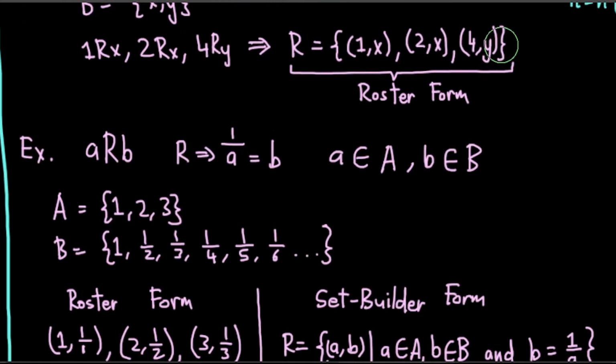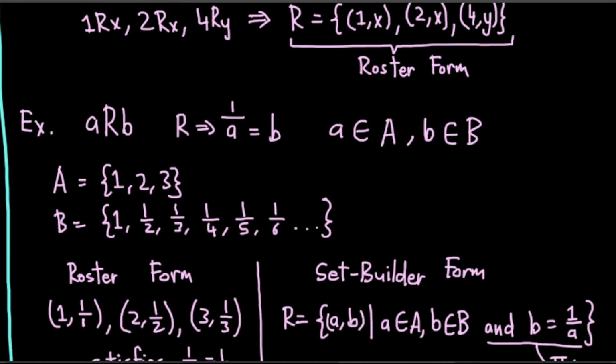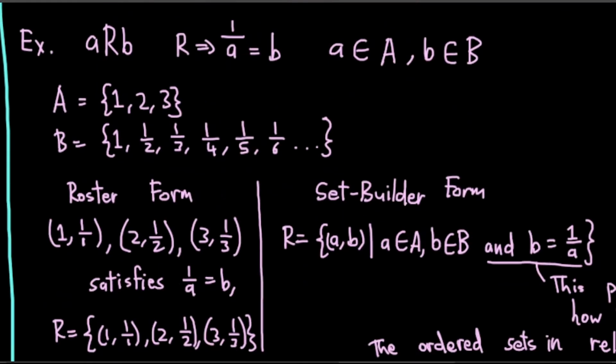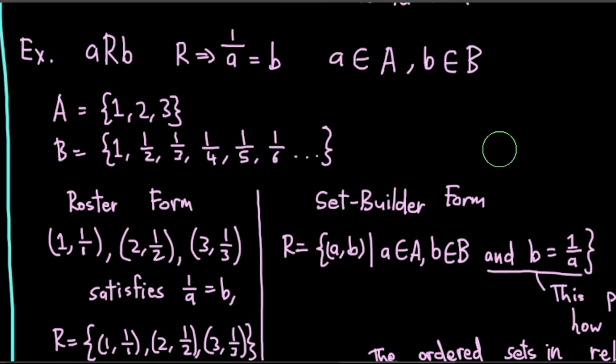Now this is in roster form. Let's go over the differences using an example. Let's say we're taking the relation aRb, where R is the relation that b is equal to 1 by a, where small a belongs to the set big A and small b belongs to the set big B, right? And A has elements 1, 2, 3 and B has elements 1, 1 by 2, 1 by 3, 1 by 4, and so on, right?